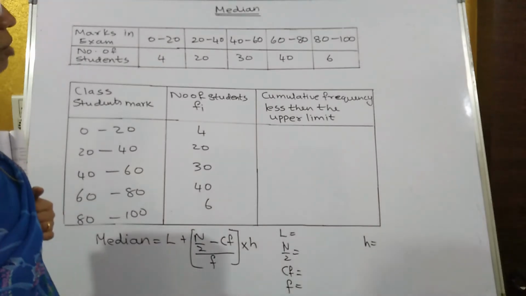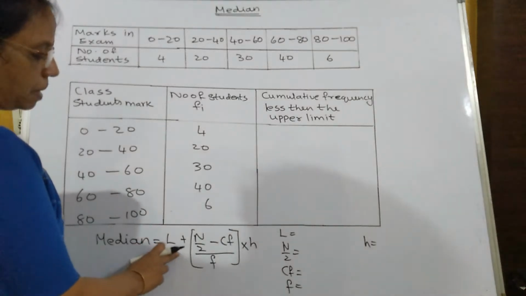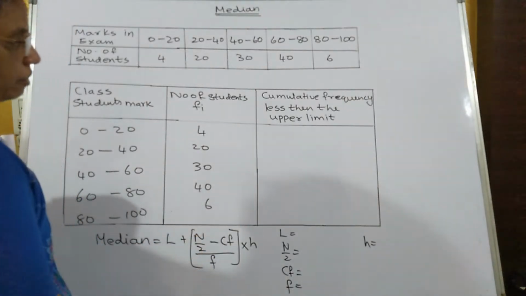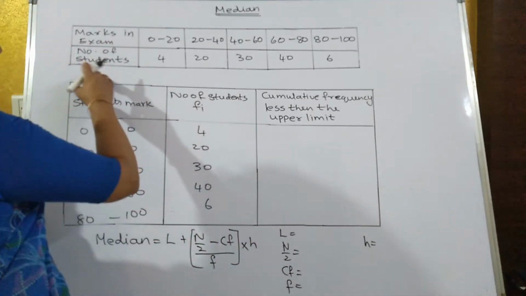Now how to find out median? Median we have to find out by this formula, that is L plus n upon 2 minus cumulative frequency upon f. Now what does this all stand for? I'll show you. Now this is a question.